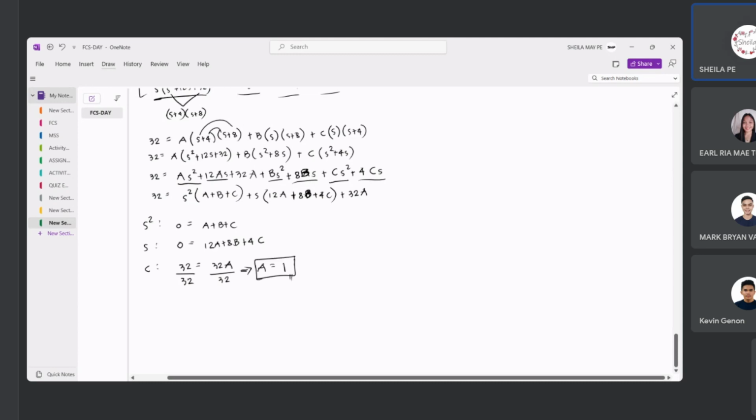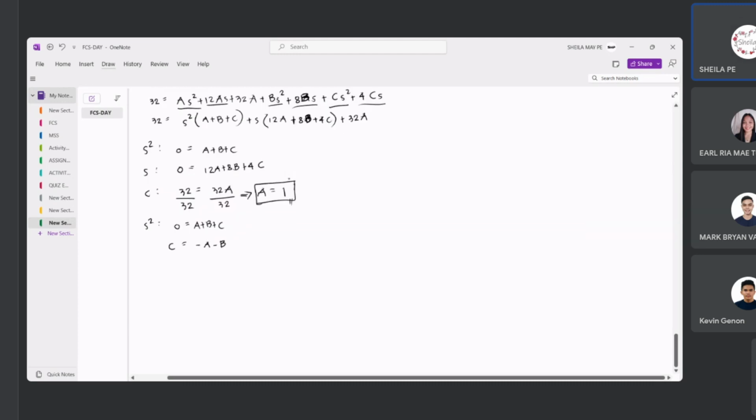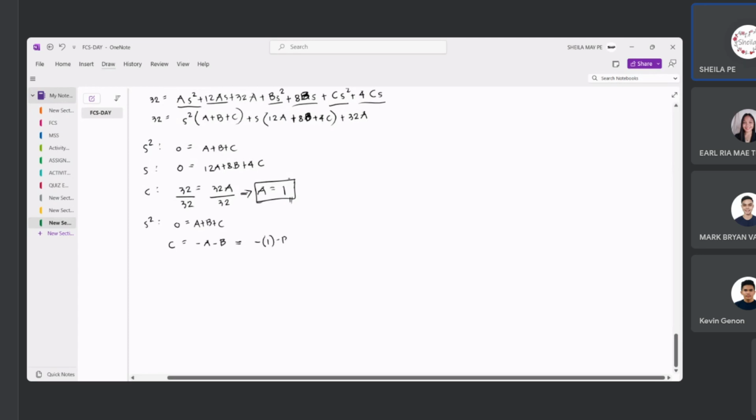Okay, since we have A equals 1, we can then manipulate the other equation. I want to manipulate the s squared equation and I want to have C. So from this, negative A, negative B, we move them to the other side, leaving C. Since we have A at 1, negative 1 minus B. So C is negative 1 minus B. That's our C.